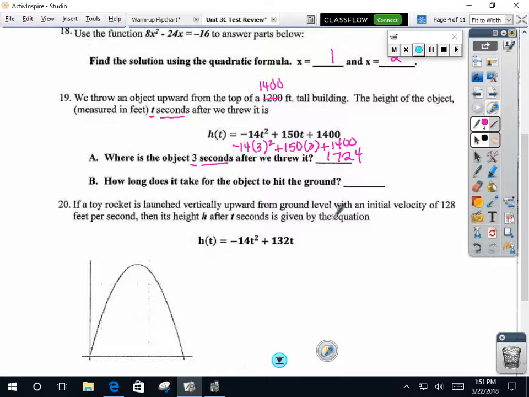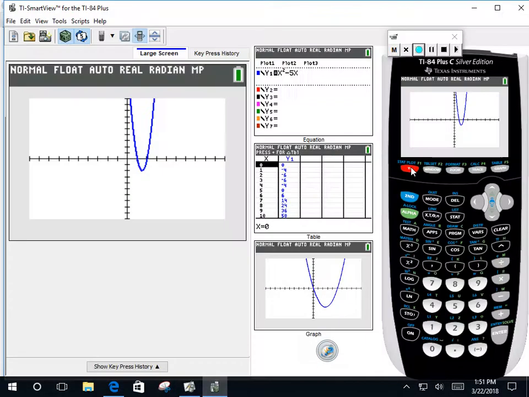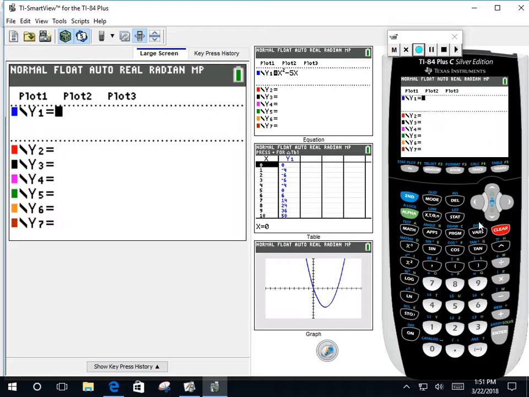upward. Okay, how long does it take the object to hit the ground? How would we figure that out? You should graph it. Okay, so go to your calculator and do y equals negative 14x squared plus 150x plus 1,400. Marcus, pay attention.